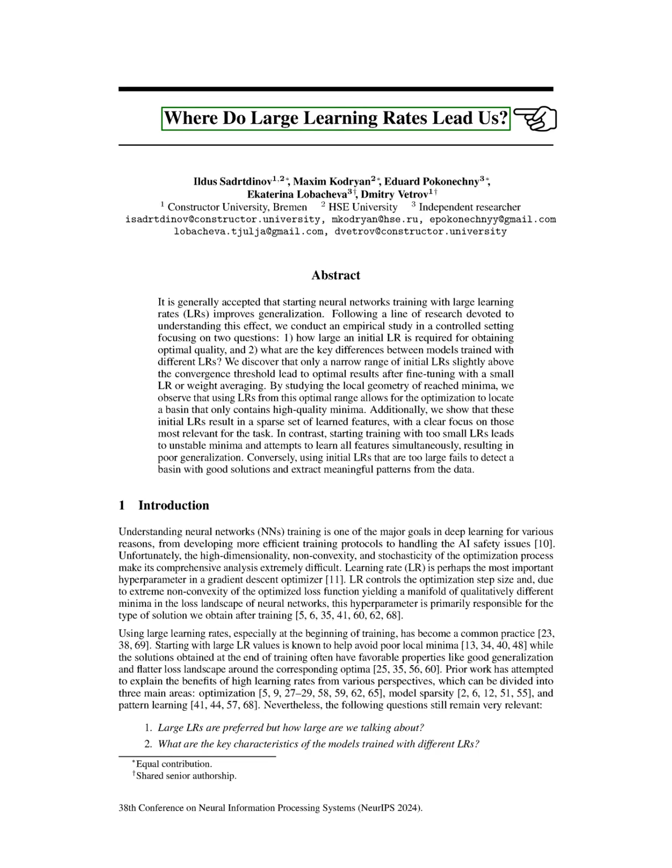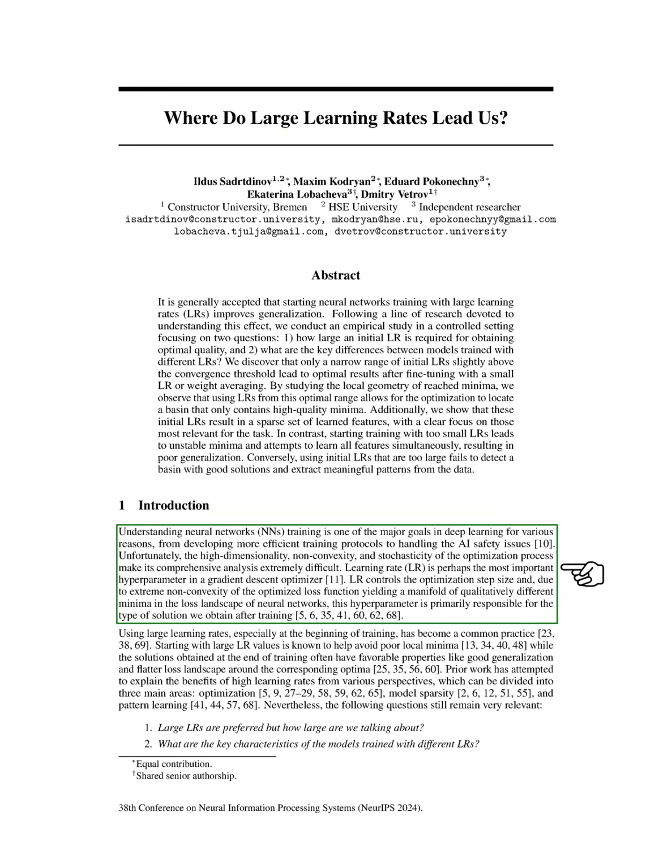Section: Introduction. In this section, we aim to understand the training of neural networks, which is a key focus in deep learning. This understanding is crucial for improving training methods and addressing AI safety concerns. However, the complexity of the optimization process, characterized by high dimensions, non-convexity, and randomness, makes it challenging to analyze thoroughly. We recognize that the learning rate, LR, is a critical hyperparameter in gradient descent optimization.